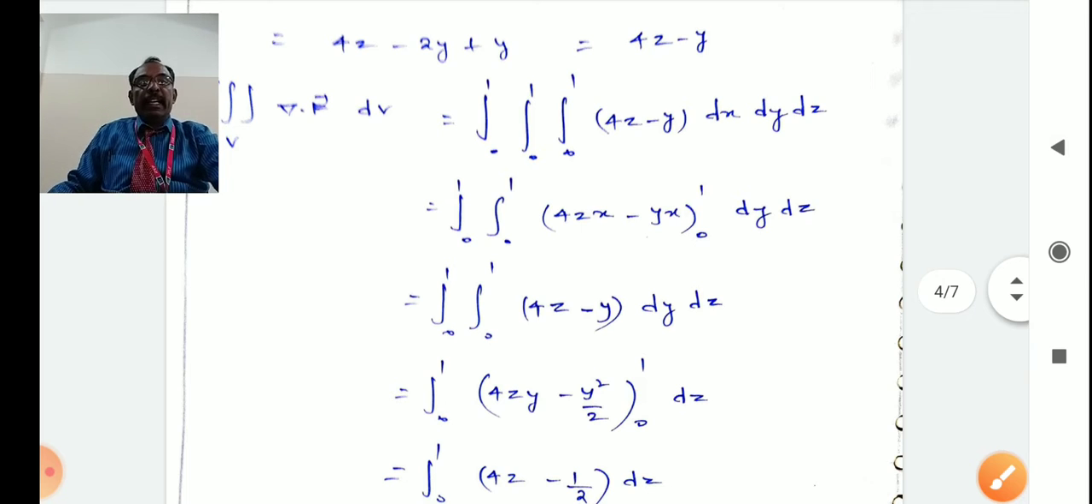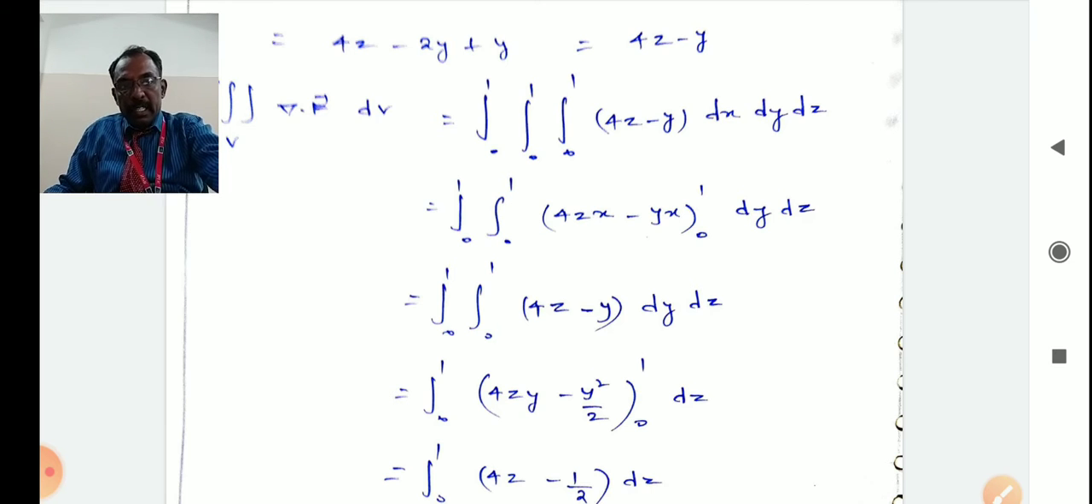Now I take integration of 4z minus y with respect to x. Integration of 4z is 4z into x, minus y is a constant, so integration of y with respect to x means yx. Limit is 0 to 1. Here upper limit is 1, lower limit is 0. First we have to apply the upper limit. Now x is replaced by 1, giving 4z minus y. There is no need to apply the lower limit, because substituting x equal to 0 makes everything 0. So the result is very clear, 4z minus y.